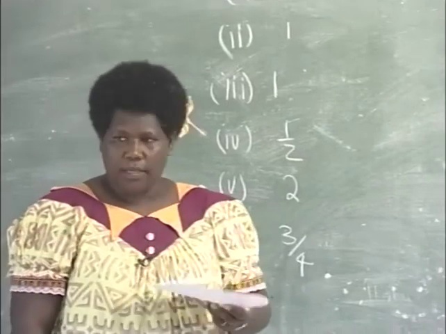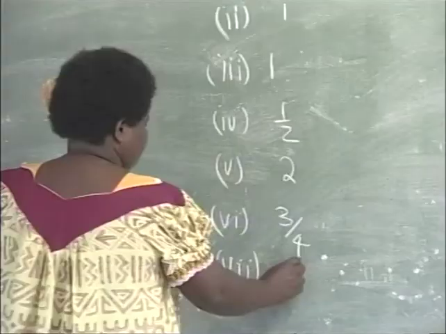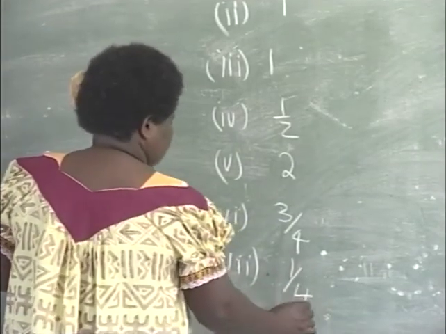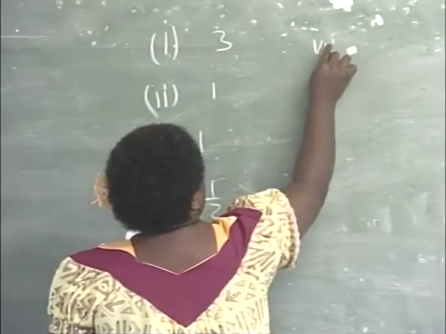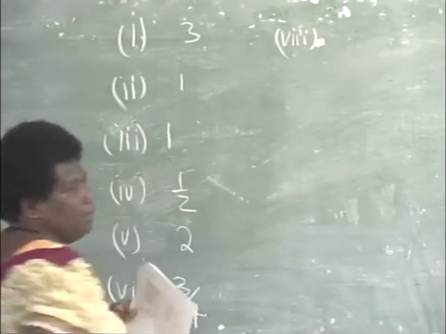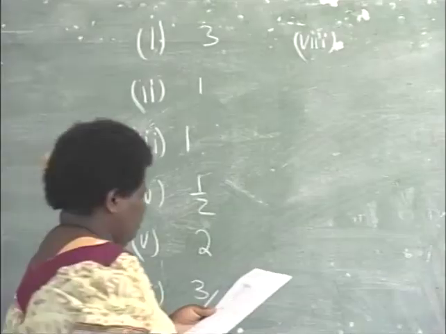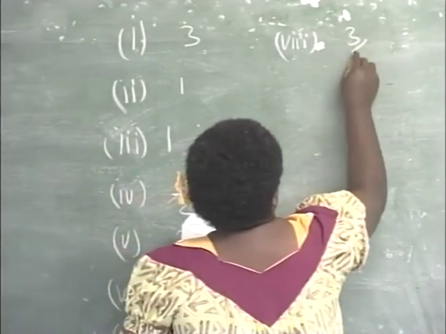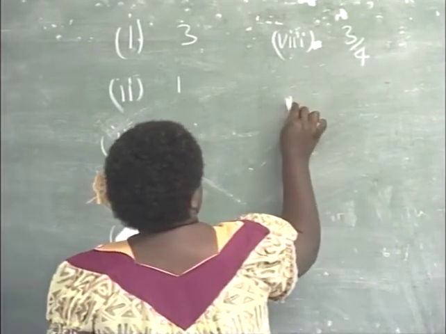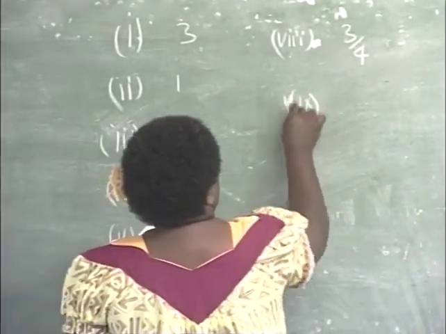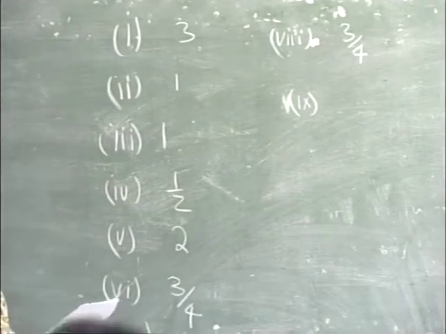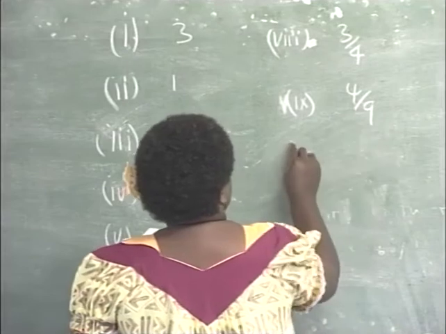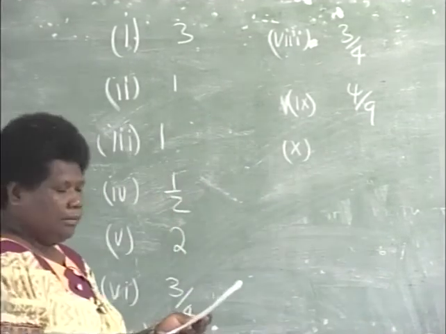Number 7, Chutaili. 1/4. Number 8, Hekoi. 3/4. Nine, Velma. 4/9. 10, we.